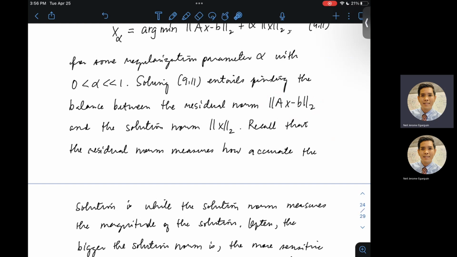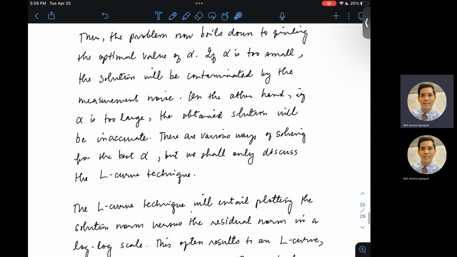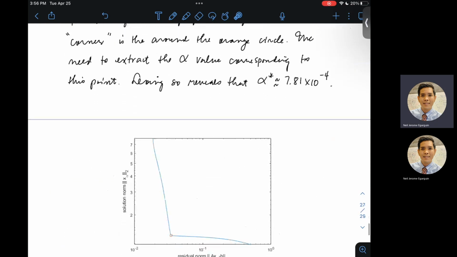Meanwhile, each of these alphas will also give us the norm of the solution. So for each alpha, just compute the L2 norm of that X alpha that you get. Okay. So you have the residual norm and you have the solution norm, and then plot them in a two-dimensional plane. All right. So you will get a graph that looks like this.